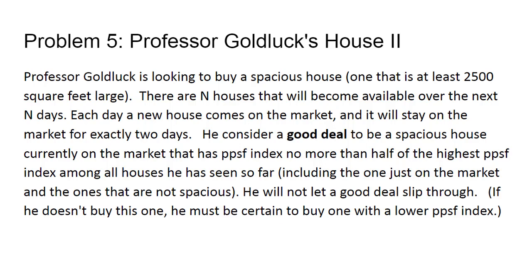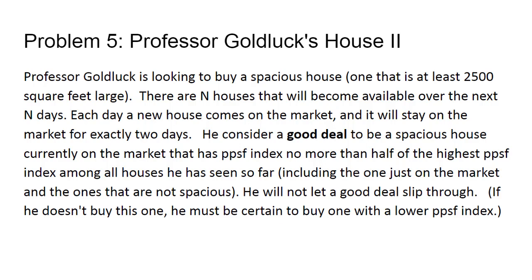And the setting is somewhat different from the previous problems. So here there are n houses, and each of them will become available on one day. So over n days, every day a new house will become available. And every house will stay on the market for exactly 2 days. So if a house becomes available today, it's also available tomorrow. So Professor Goldluck can decide to wait until tomorrow to buy the house.